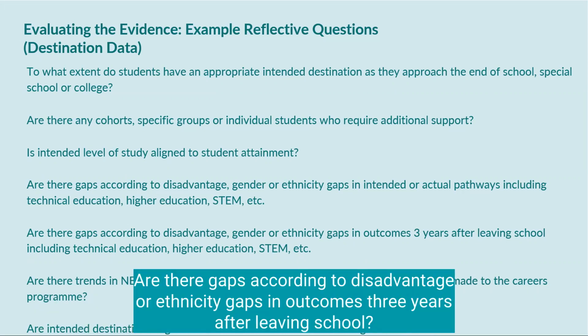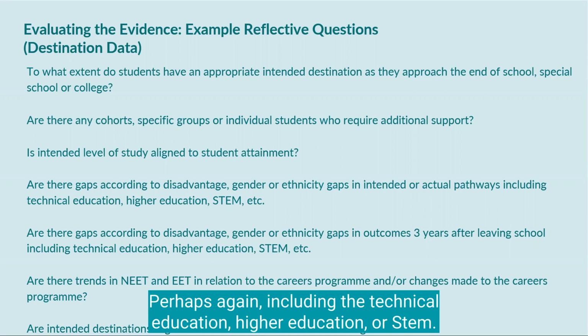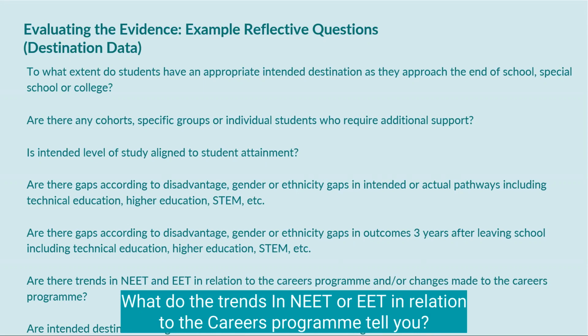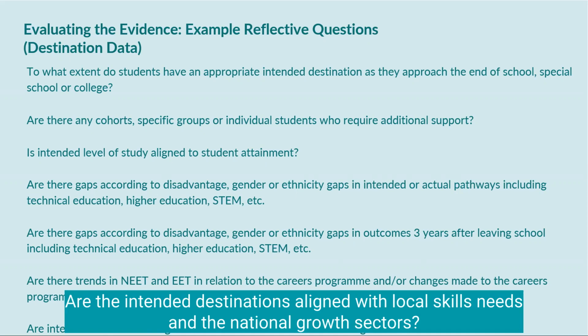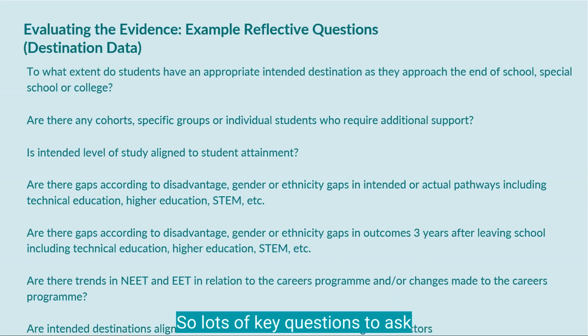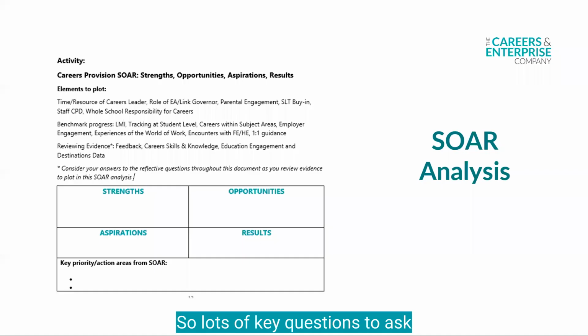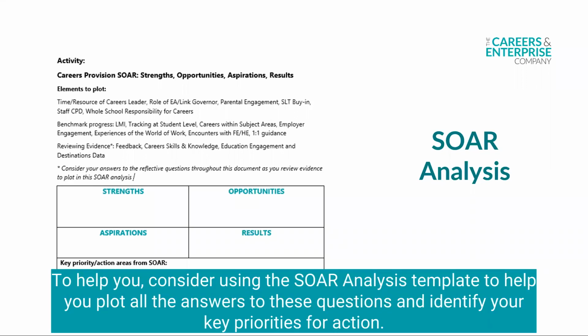Are there gaps according to disadvantage or ethnicity in outcomes 3 years after leaving school? Perhaps again, including the technical education, higher education, STEM. What do the trends in NEETs or EETs in relation to the careers programme tell you? Are the intended destinations aligned with local skills needs and the national growth sectors? So lots of key questions to ask. To help you with all this, consider using the SOAR analysis template to help you plot all the answers to these questions and identify your key priorities for action.